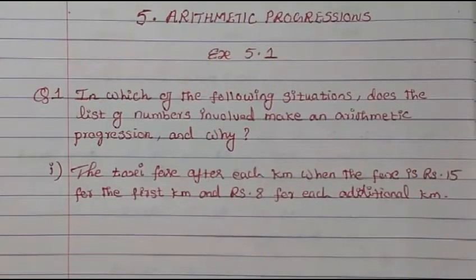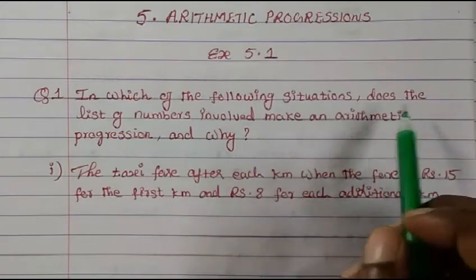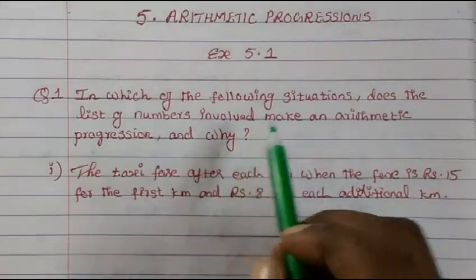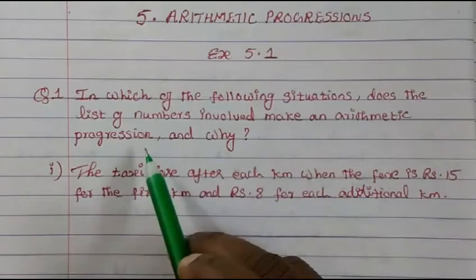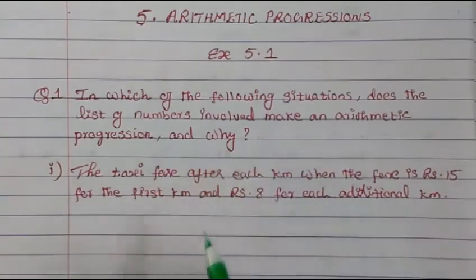Today we are going to study from class 10th chapter 5 Arithmetic Progressions, exercise 5.1 question 1. In which of the following situations does the list of numbers involved make an arithmetic progression and why? So in this video we will see the two parts and the next video will see the remaining two parts.